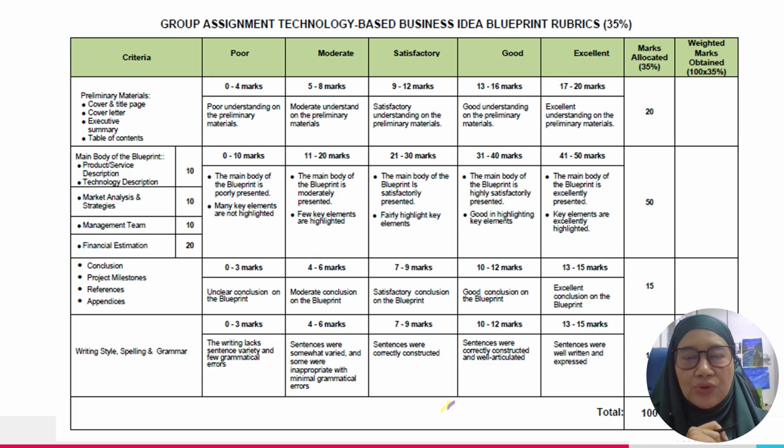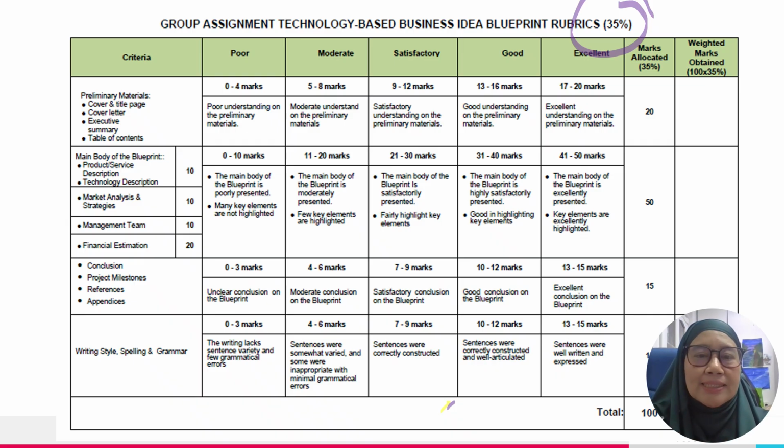Okay, now let's move to your final and most important project, which is the technology-based business idea blueprint, which carries 35 marks of your total mark. This assignment brings together everything you have learned in ENT 600, from identifying opportunities to creating a complete business model that is ready for presentation or even real world application. So let's go through the rubric carefully so that you can understand how to score well.